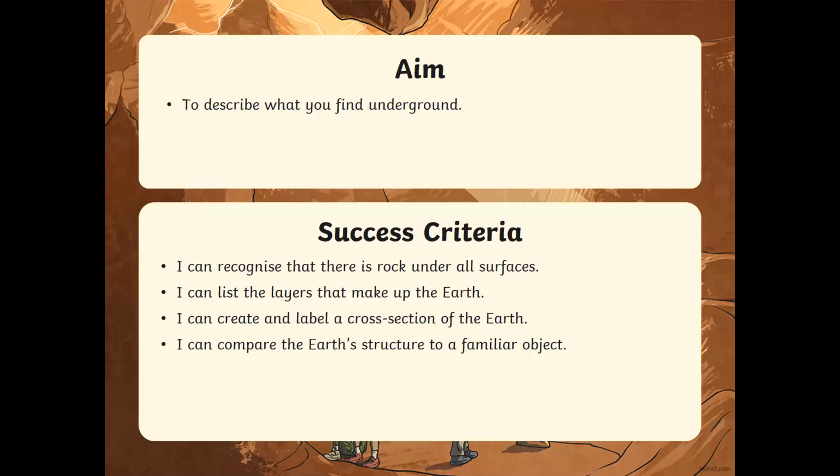Today our learning objective is to describe what you find underground. By the end of the lesson, you should be able to recognise that there is rock under all surfaces, list the layers that make up the Earth, create and label a cross-section of the Earth, and compare the Earth's structure to a familiar object.